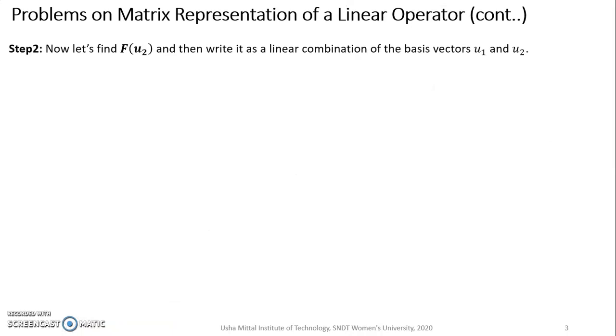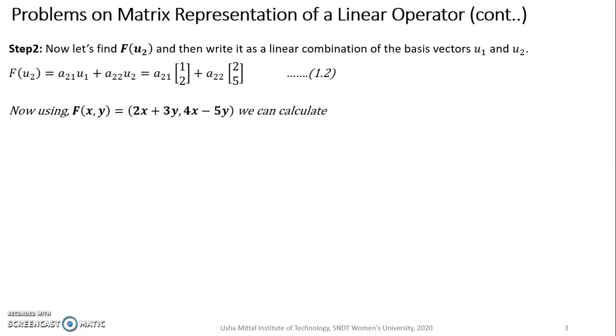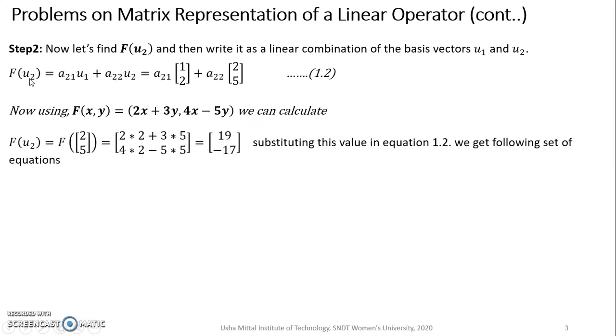Similarly, in step 2 we can find F of u2 and represent it as a linear combination of u1 and u2. For that, we first represent F of u2 as a linear combination of u1 and u2 with the help of the unknown variables a21 and a22, and then we apply the map F of (x, y) on u2.